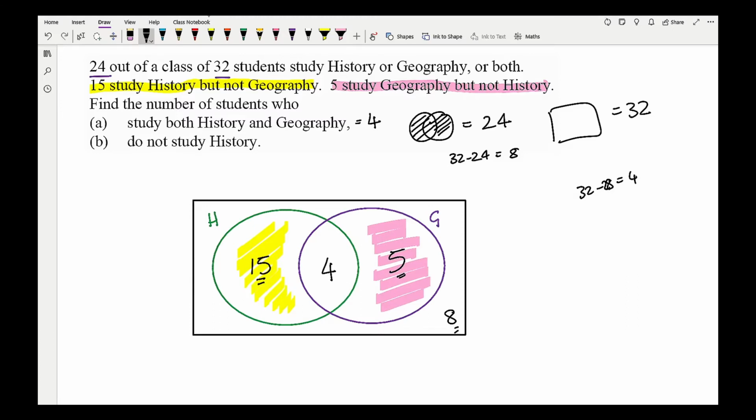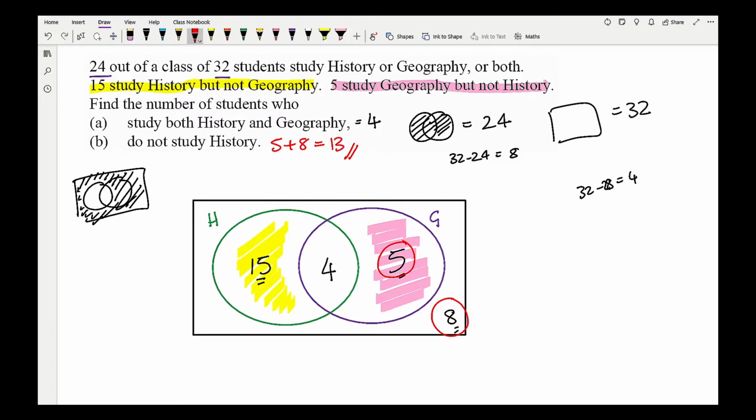Now the next question then says, for B, how many students do not study history? Now for not studying history, that's all the numbers that are not in the green circle. So it's basically not history is all of those parts. Now notice that I'm shading the bits that I want rather than the bits that I don't want. So do not study history, and if I highlight that in a red, so it's going to be this number plus this number. So it's going to be 5 plus 8, which is 13, and there is my final answer.